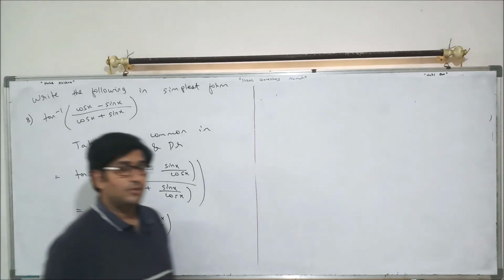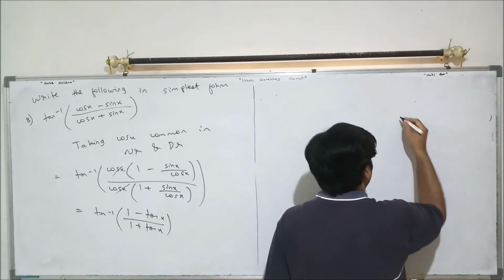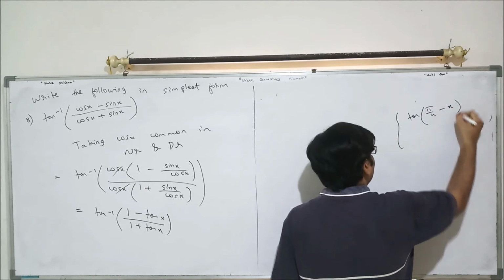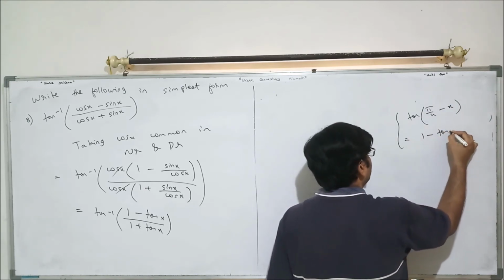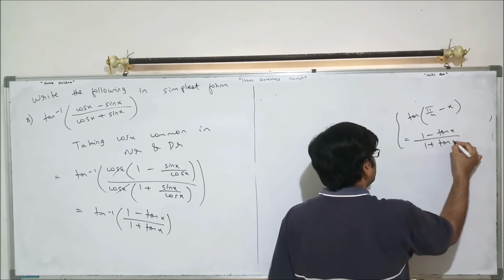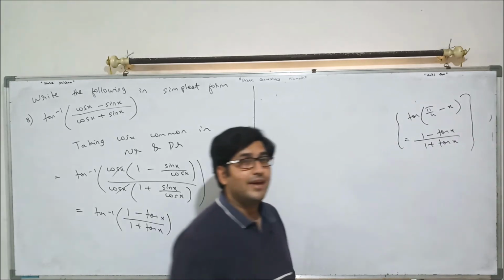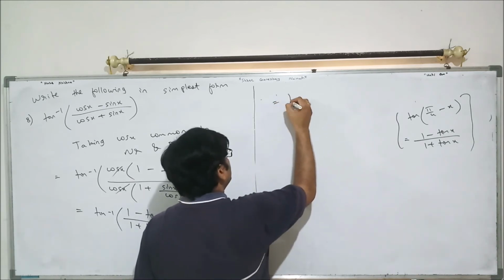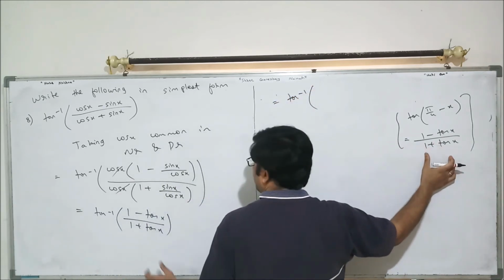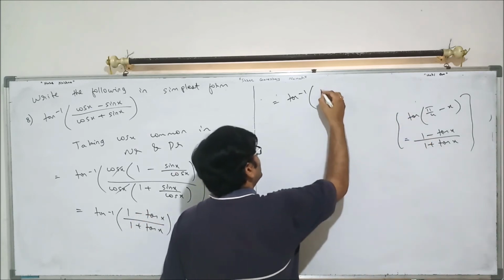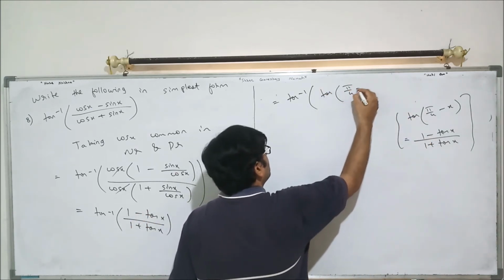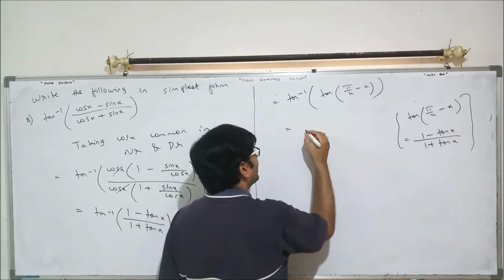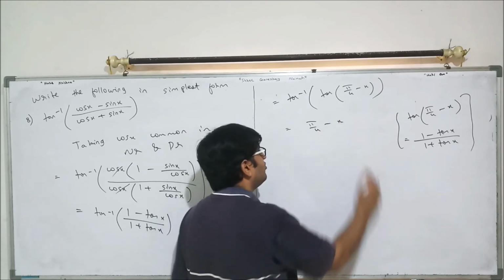Now students, in your bachpan, meaning in your 11th standard, we have studied one formula. If you remember, the formula for tan of pi by 4 minus x is 1 minus tan x upon 1 plus tan x. So that is why students, at the start of the lecture I told you that the trigonometric formulas of 11th standard are very important. Okay, so what we get here is tan inverse of, because of this formula, this full expression reduces to tan of pi by 4 minus x. So it is like tan inverse of tan of something, so this full term is pi by 4 minus x. So your answer is pi by 4 minus x.